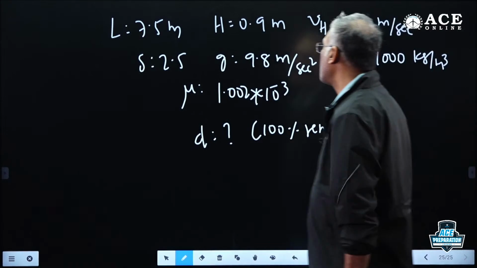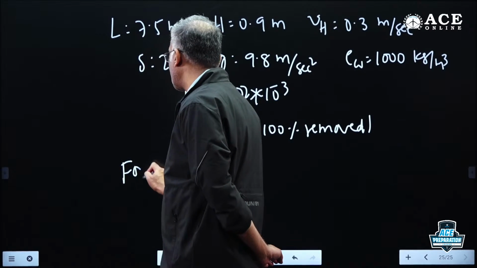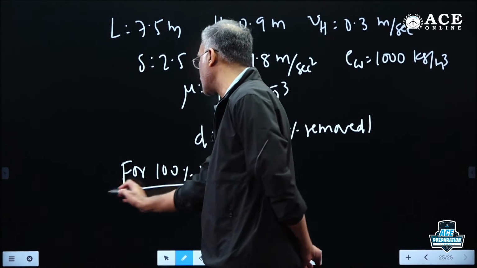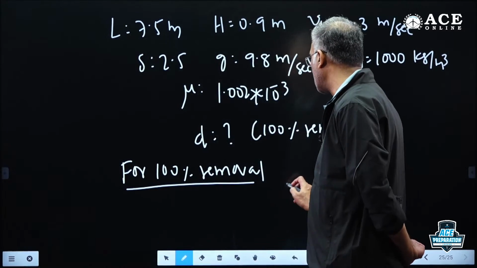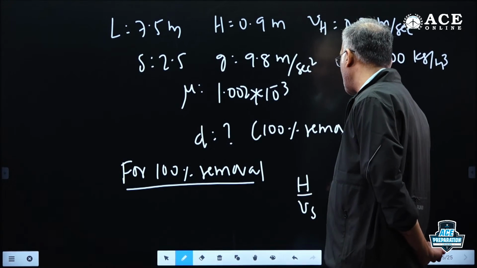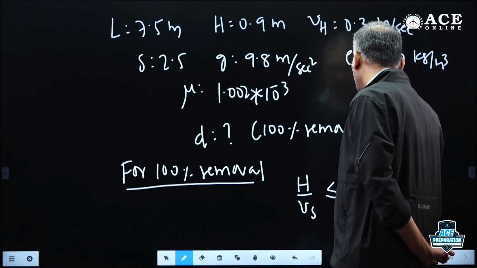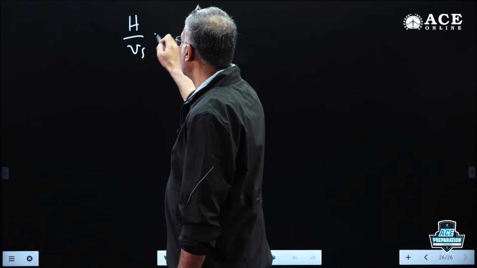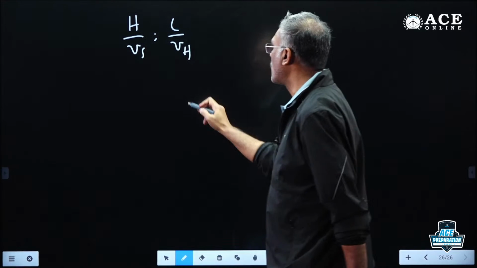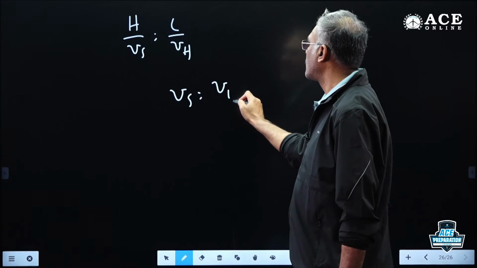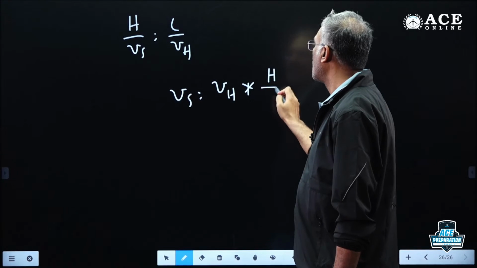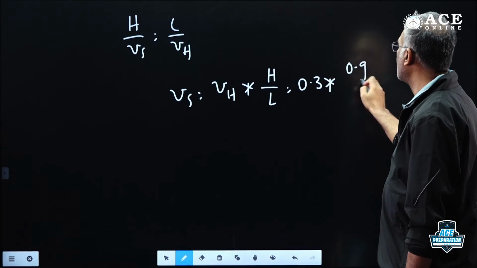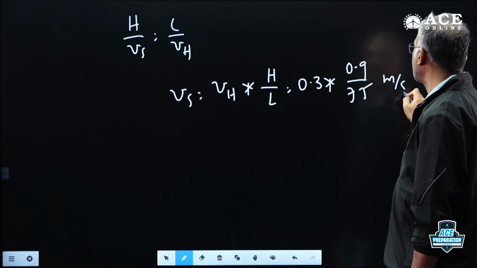So what you need to do here, for 100% removal conditions are there. Which condition you can use? First condition or second condition? Second condition you can use because you need to find out diameter of the particle. Therefore, H by Vs should be less than or equal to L by Vh. So for the minimum condition, you can equate H by Vs to L by Vh. Therefore, Vs is equal to Vh into H by L. Vh is given as 0.3, H is given as 0.9, L is given as 7.5. This is also meters per second.